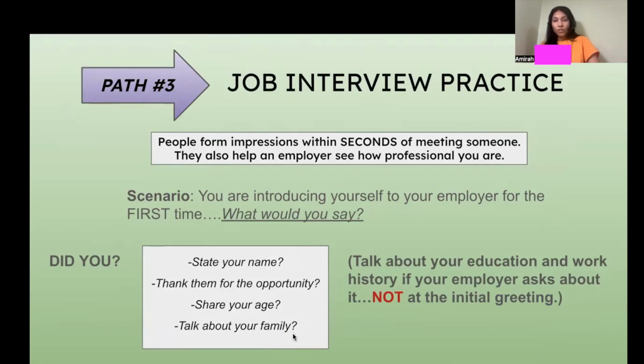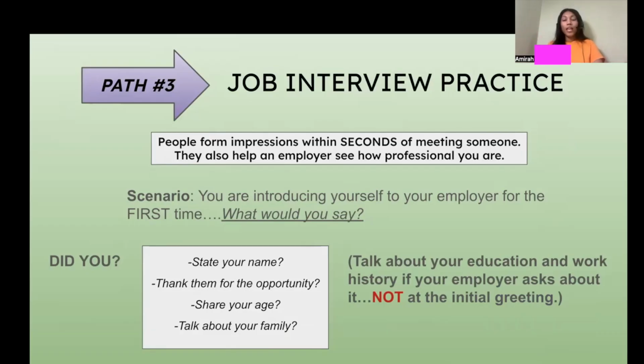So the goal, and what I want them to get from this lesson, is that talking about your age and your family is not relevant to work introductions. And I would tell them, hey, make sure that when you are applying for a job, you thank them for the opportunity. You say, hello, my name is, we'll use the example from the beginning, Anna. And we'll say, hi, good morning, or good afternoon, good evening. Hello, my name is Anna. Thank you so much for the opportunity.